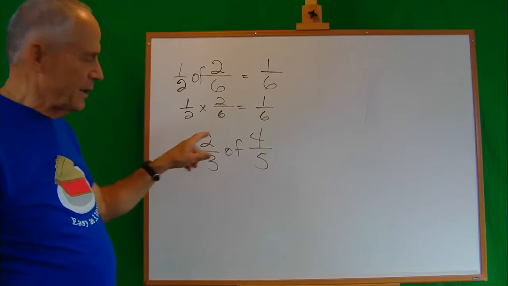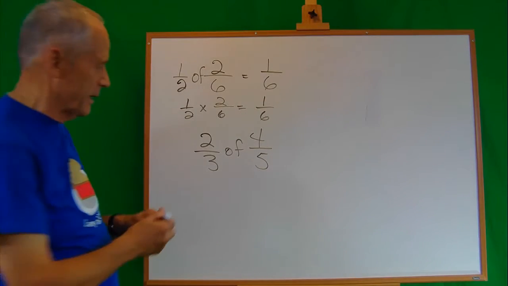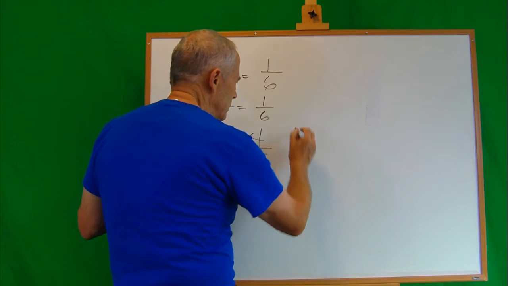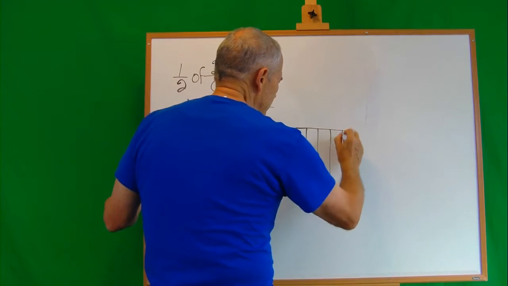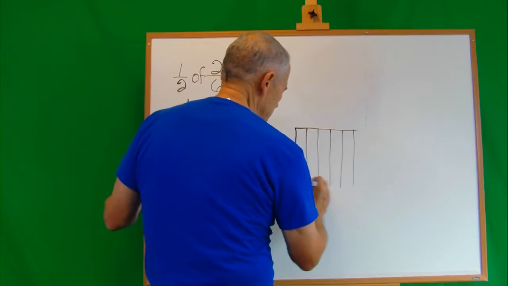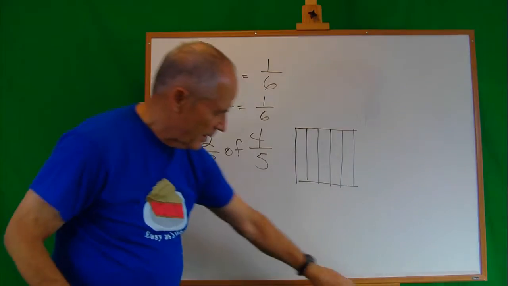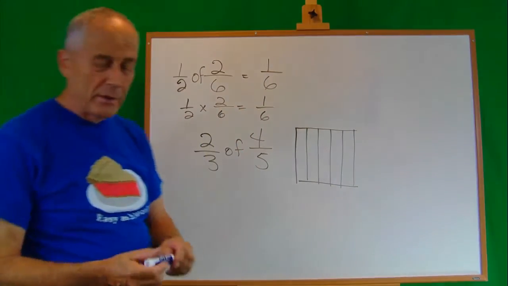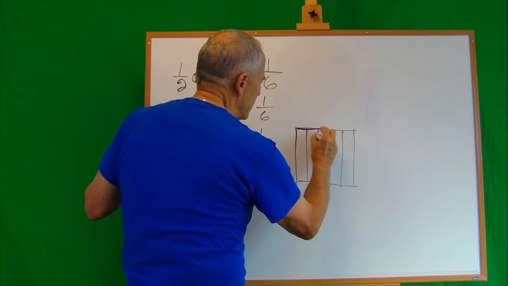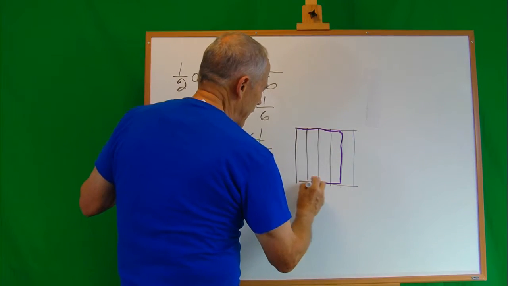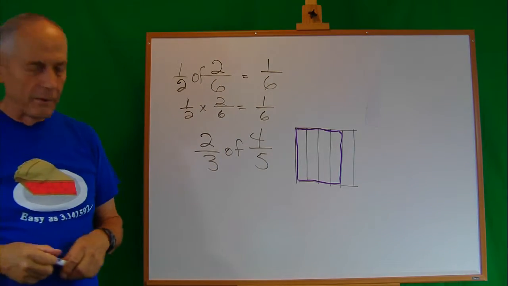So the first thing I'm going to do is draw a 4/5 so we can see it. So here we go. 1, 2, 3, 4, 5. And what would 4/5 be? Okay, 4 of those. So what I'm going to do is put a border around that. And that purple then is going to reflect 4/5.